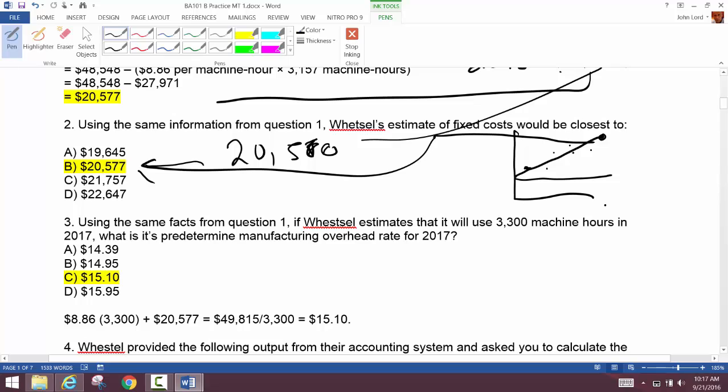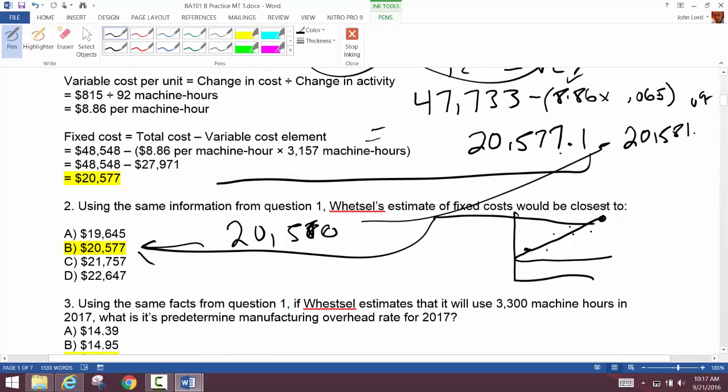So let's take a look at this next one. Using the same facts as question 1, Wetzel estimates that it will use 3,300 machine hours in 2017. What is the predetermined manufacturing overhead rate? There's a hidden step in here. For this particular test, I didn't break it down for each step for my students. The next step would have been to come up with the predetermined manufacturing overhead rate, right?